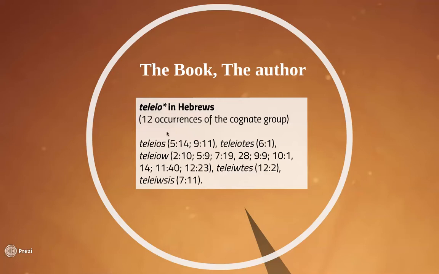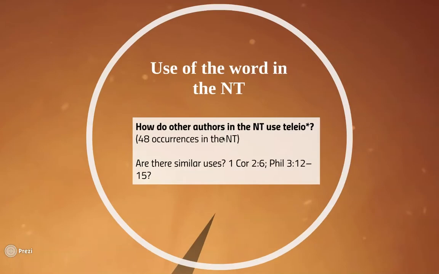You can find the occurrences of this cognate group by using your online tools or your Bible software, or a concordance for that matter. Okay, another place you would go as we widen this search is to look at how the word is used in the broader New Testament. So not just how the author of Hebrews uses this term, or how Paul uses this term, but how do all the other uses of the term occur in the New Testament?